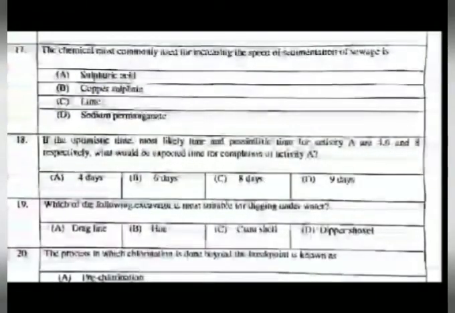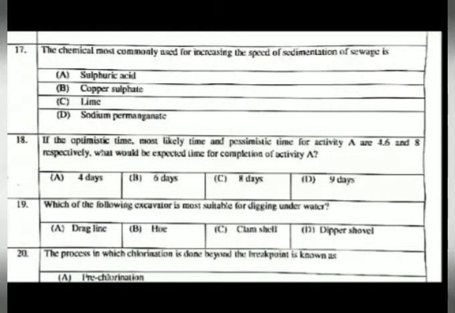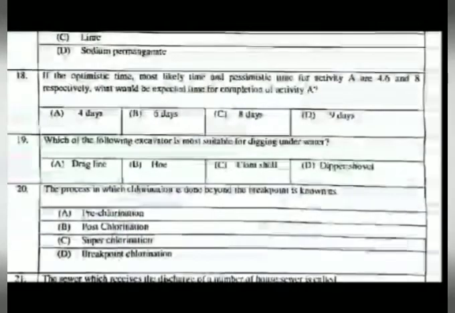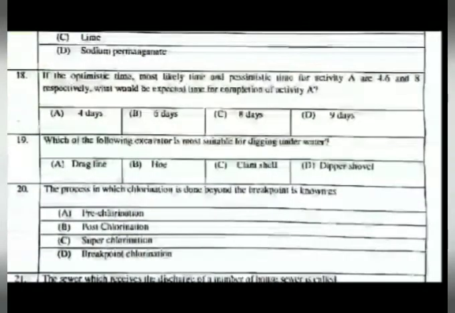If the optimistic time, most likely time, and pessimistic time for activity A are 4, 6 and 8 respectively, what would be the expected time for completion of activity A? And the right answer for this question is option B, 6 days. Which of the following excavators is most suitable for digging underwater? And the right answer for this question is dragline.